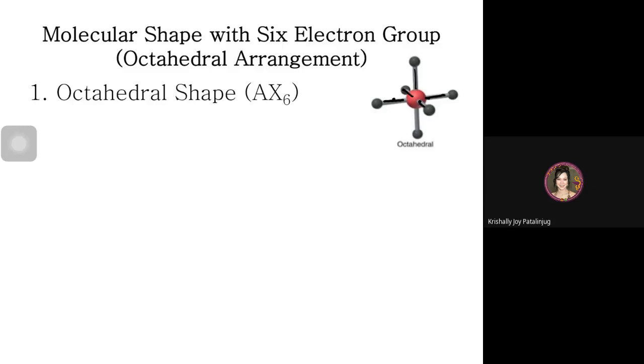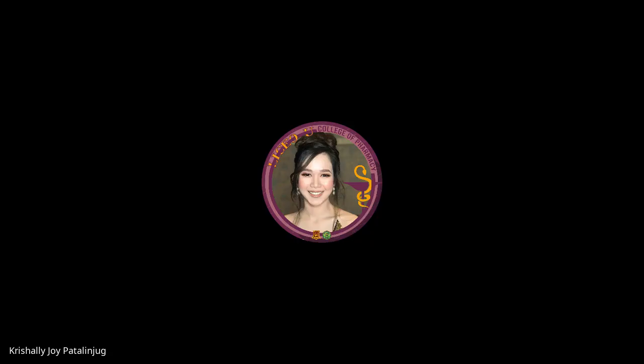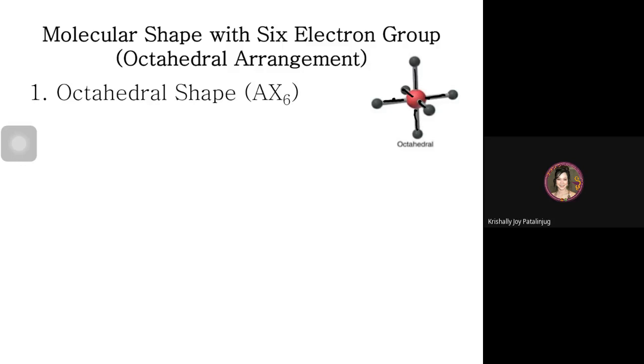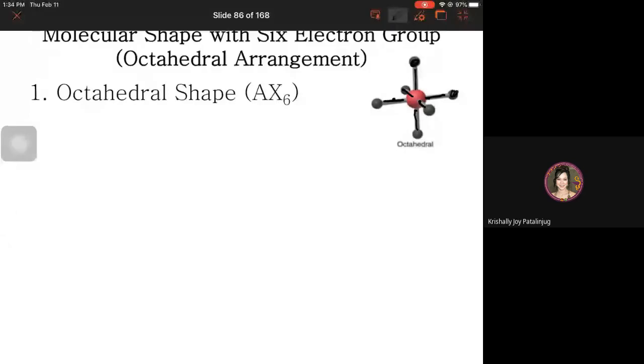Okay? So when I say octahedron, di ba, octa, so isa siyang polyhedron with 8 faces. 8 faces, 8 equilateral triangles for faces. Okay? Pero meron siyang 6 identical vertices. Di ba ito? 6. Ibang kulay na lang. Ayan. 6 na vertices. Okay, mga point ba? Point. Para mabuo yung 8 faces. Okay. So, for this electron group arrangement, it could give rise to 3 possible shapes.